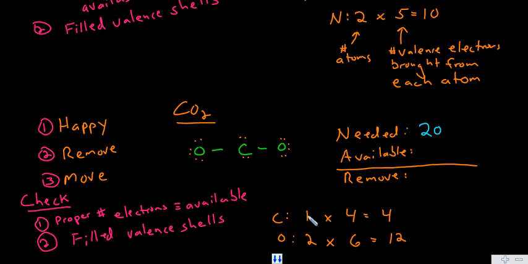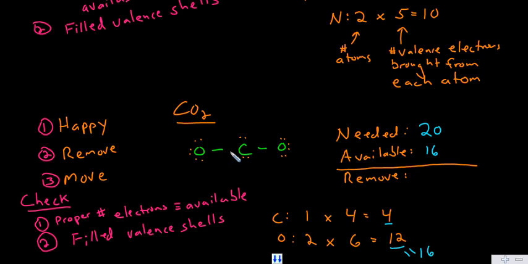You see, each carbon brings only 4 valence electrons from its valence shell. You know this because it's in group 4A. A total of 4 valence electrons are coming from carbon. Now, there's 2 oxygen. Each one brings 6. There's a total of 12 electrons coming from oxygen. And so there's a total of 4 plus 12. There's a total of 16 electrons available to us.